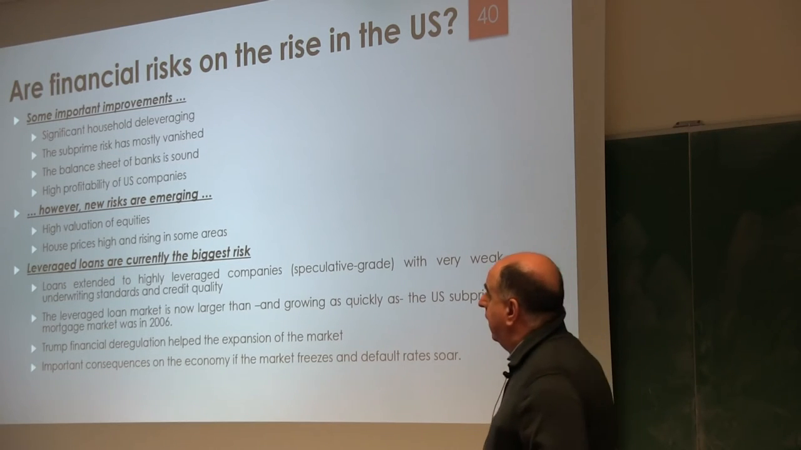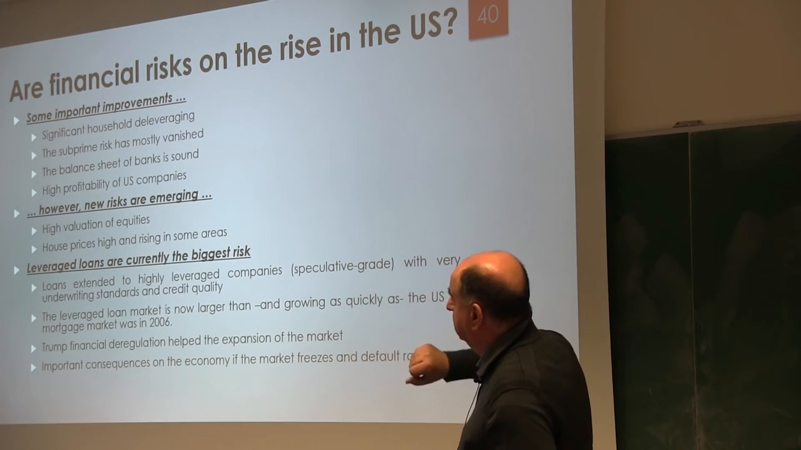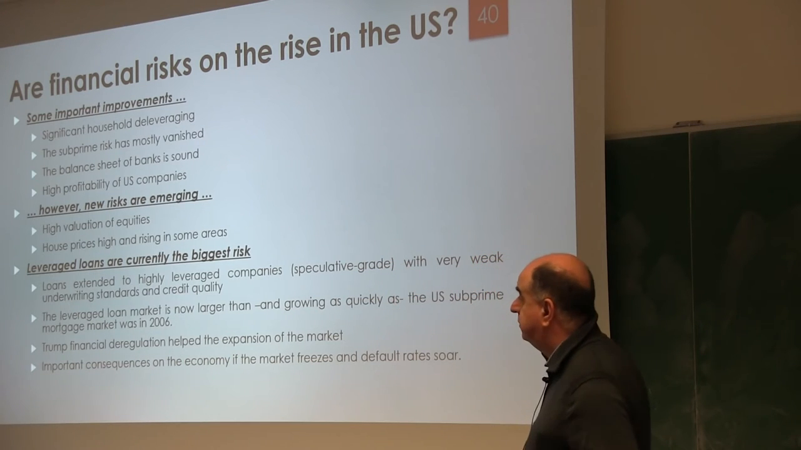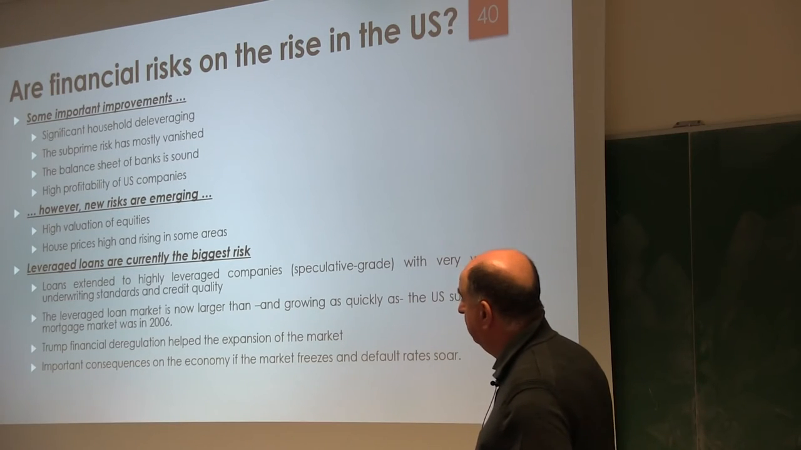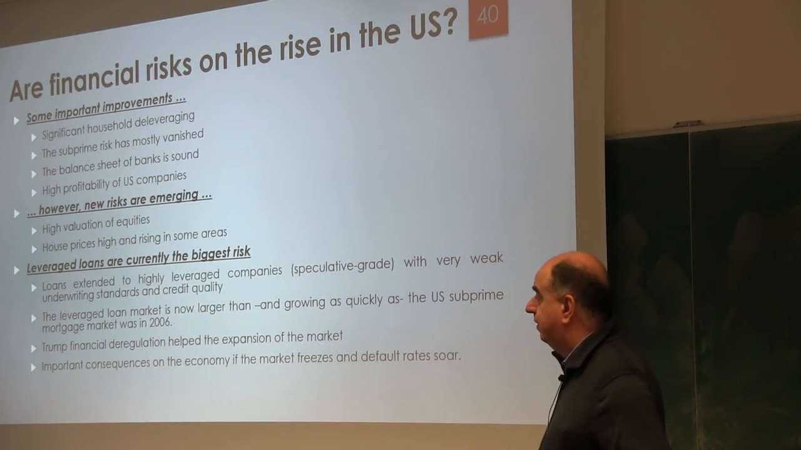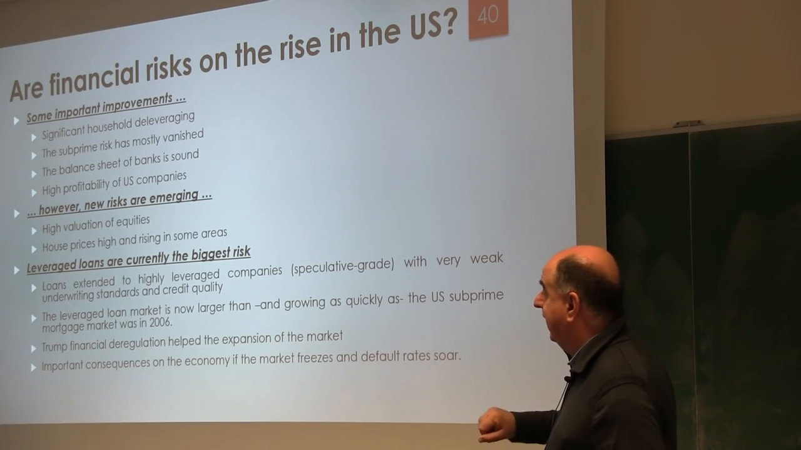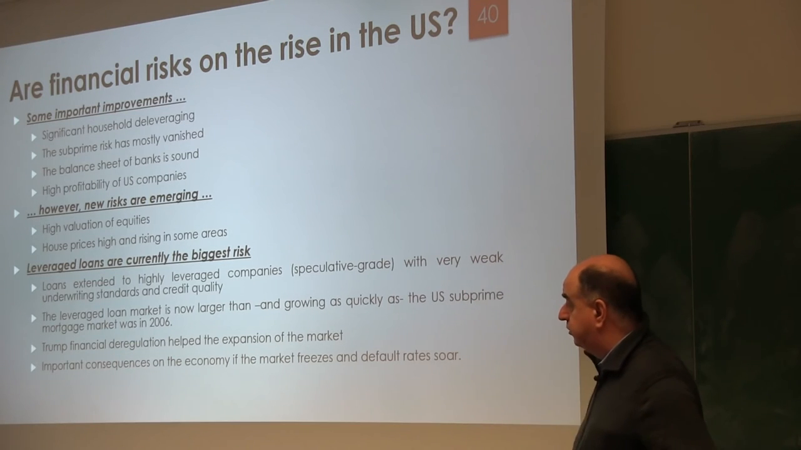In reality, since the Dodd-Frank Act and the reform, there are some positive developments, significant deleveraging of households. The subprime risk has almost vanished. The balance sheet of banks is sound, and there is high profitability of US companies. However, there are risks emerging. High valuation of equities is one. The other is housing prices higher and rising in some areas. But the biggest risk is leveraged loans.